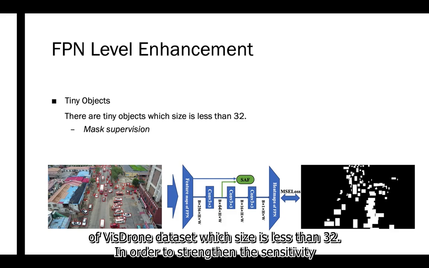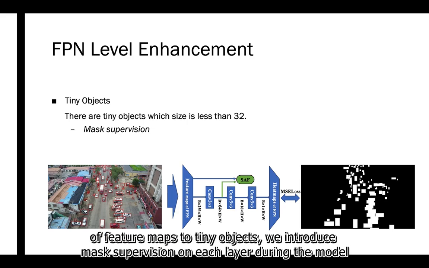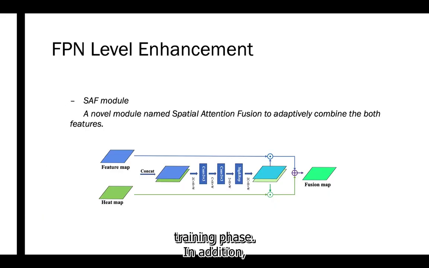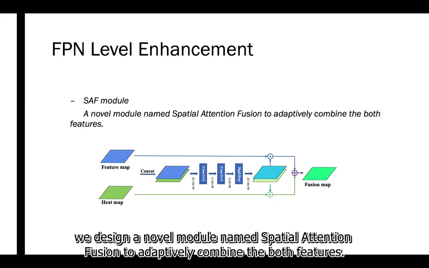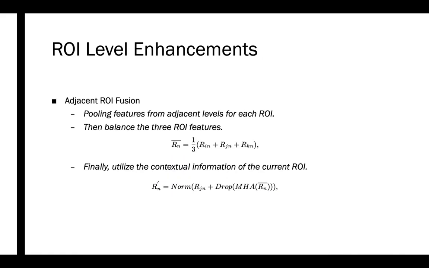In order to strengthen the sensitivity of the feature maps to tiny objects, we introduce mask supervision on each layer during the model training phase. In addition, we design a novel module named the Spatial Attention Fusion to adaptively combine both features.